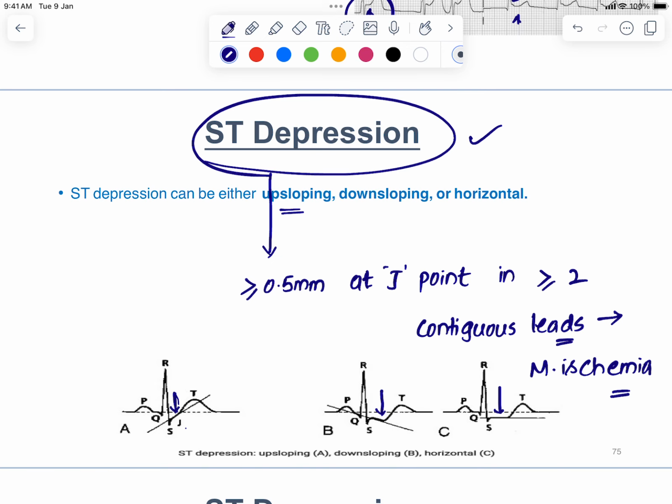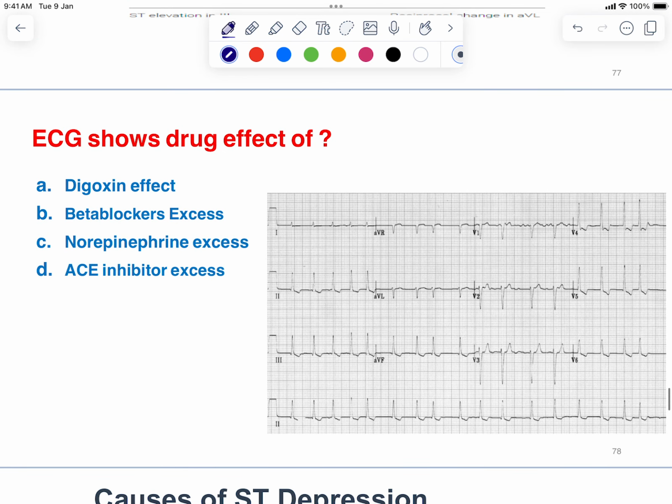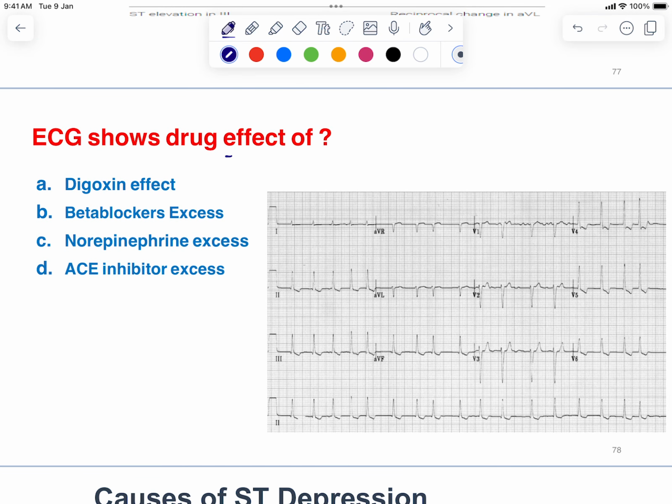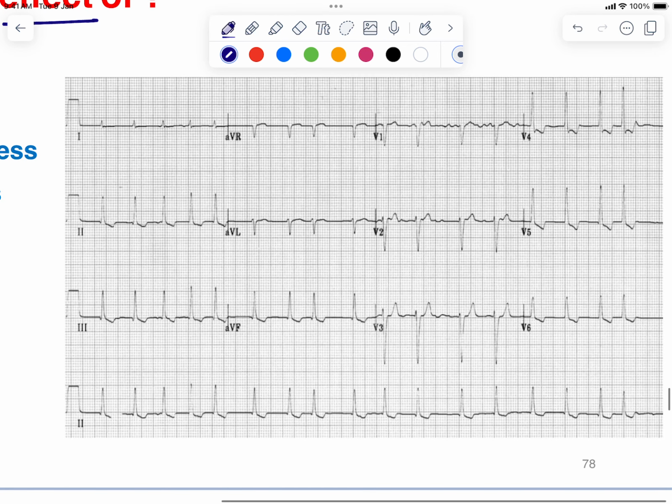Now you see this question, ECG shows the drug effect of the digoxin effect, beta blocker excess, norepinephrine excess, the ACE inhibitor excess. Now let me just zoom this ECG, and first let me diagnose what exactly is this ECG suggestive of. Now lead 2 is considered as rhythm strip. By seeing lead 2, we will make out the rate, rhythm, and as well as the abnormalities first.